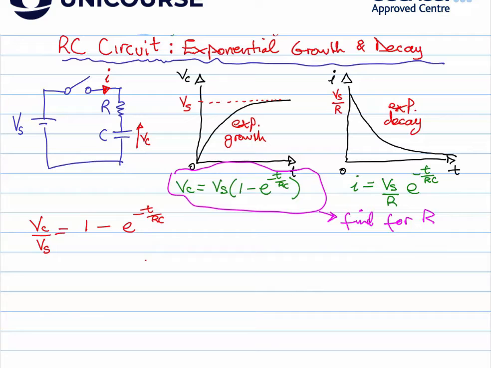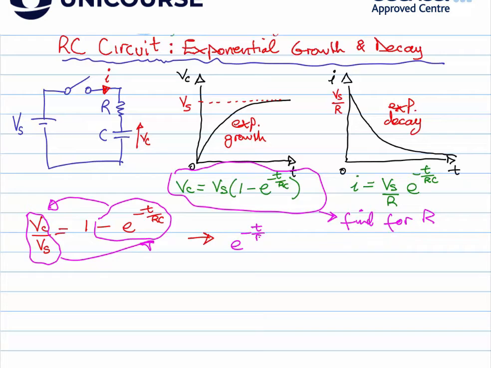Then we can move along and say, if I get this term including its sign and move it over there, and then I take this term, including its sign, which is positive of course, and do a horizontal transposition, that will then give me e to the minus t over RC equals 1 minus Vc over Vs.